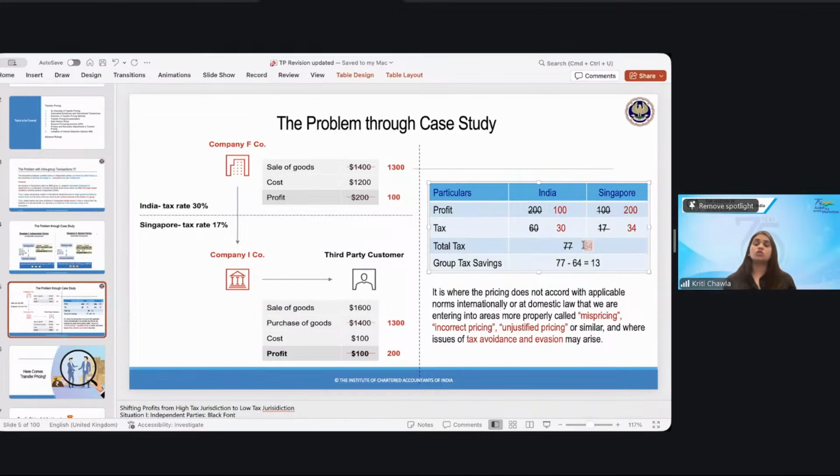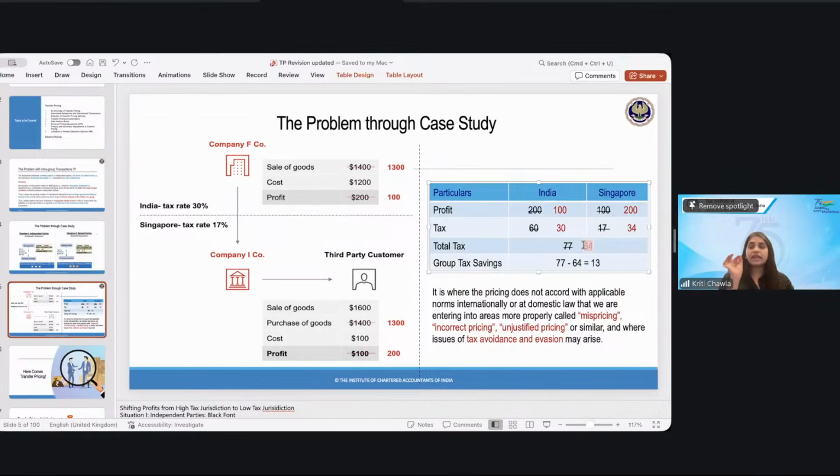And how did this group tax saving happen? It happened because they manipulated the transfer price. They did not transact at an open market price. They transacted at a price which was driven by their group forces, which is $1,300. That's how they came up to this particular price. And because of that there was a group tax saving.